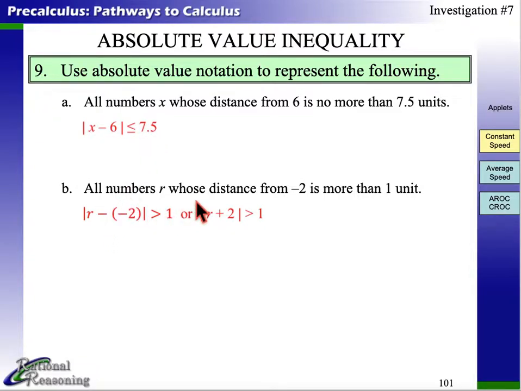All numbers whose distance from negative 2 is more than 1 unit. So negative 2 is our center, so x minus negative 2. Again, we could just write that as x plus 2, but just remember if you got a plus there, we were supposed to be subtracting, so we're at negative 2. And the absolute value tells us we're at least 1 away, so we add 1 and we subtract 1.